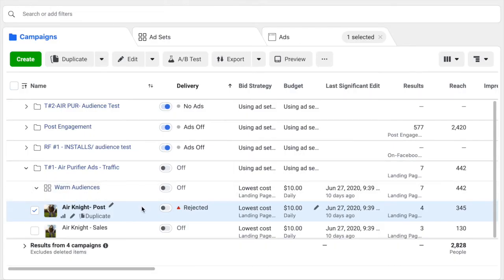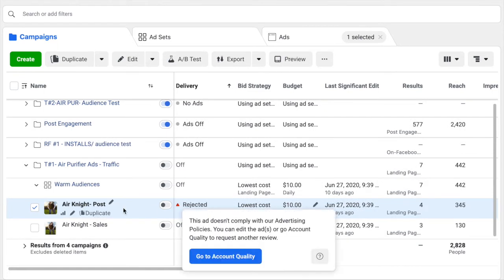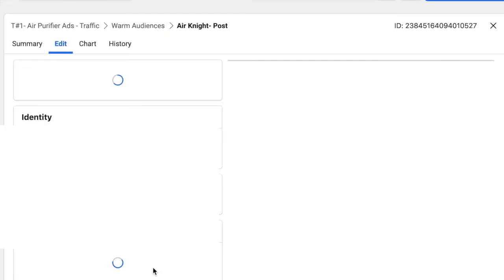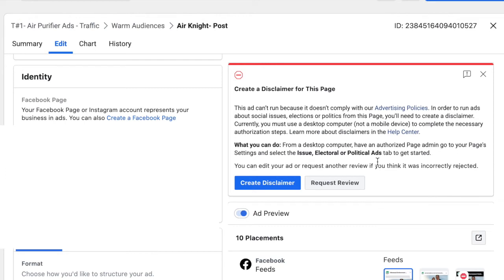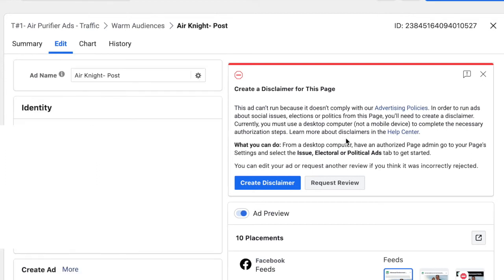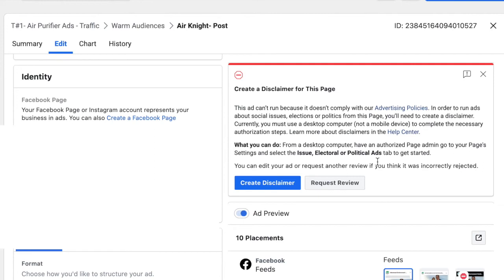Okay, so here's an ad that was rejected according to that Facebook rule for political or social ads, and it wasn't a political ad. It's an ad about air conditioners. There's no way this is a political ad. So I knew it was being rejected for that rule because I got this pop-up above the ad at the ad level. This specific pop-up here is saying create a disclaimer because I already went through the review process. Thus the request review button is gray because I already requested a review once. But that is how you get this approved.